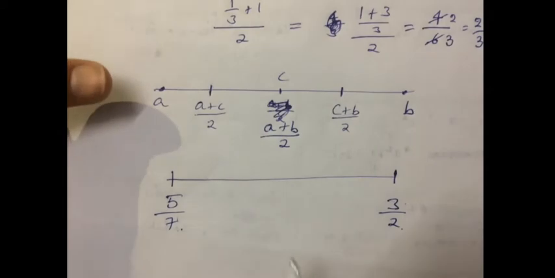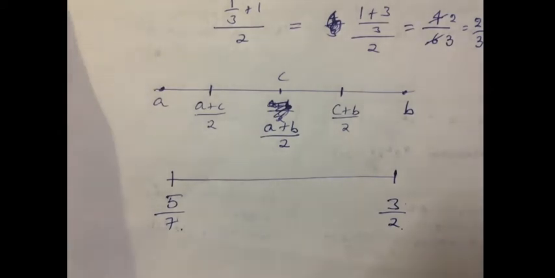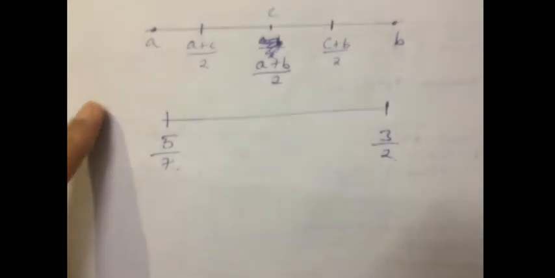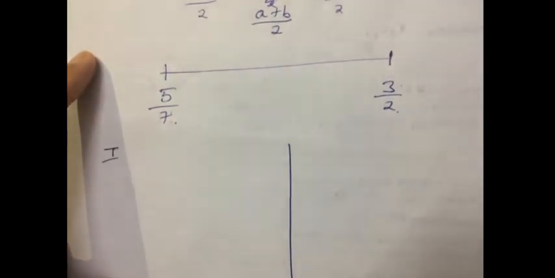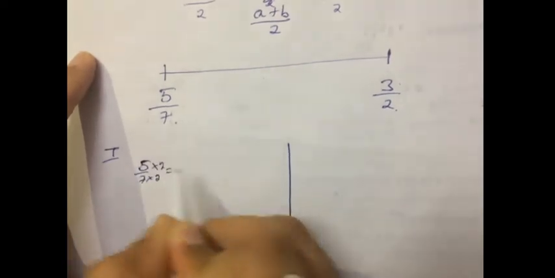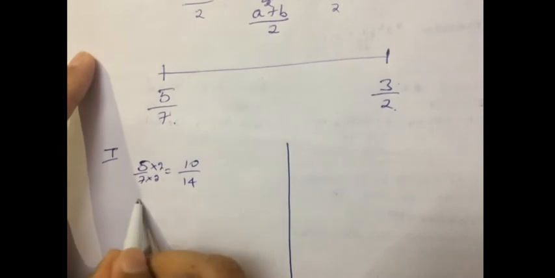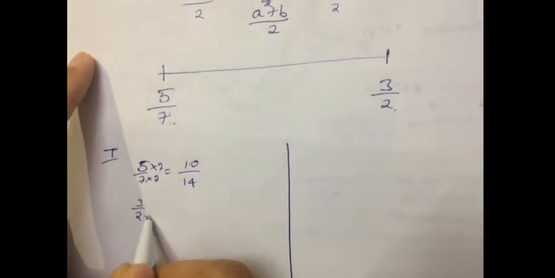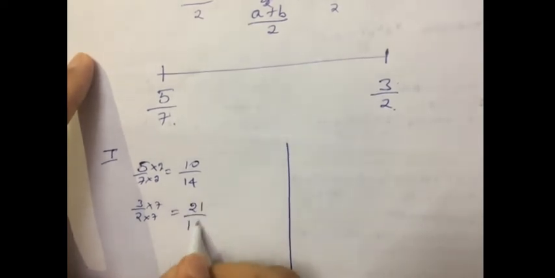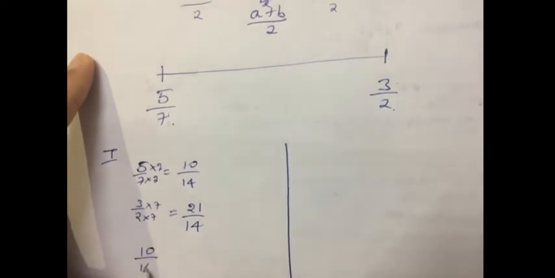Now next, we have to find exactly three numbers in between this. One method is by making the denominators same. First method, if I make the denominator same, it will be 5 upon 7 into 2 into 2, this is 10 upon 14. Over here it is 3 upon 2 into 7 into 7, it becomes 21 upon 14. Now the number should be in between 10 upon 14 and 21 upon 14.